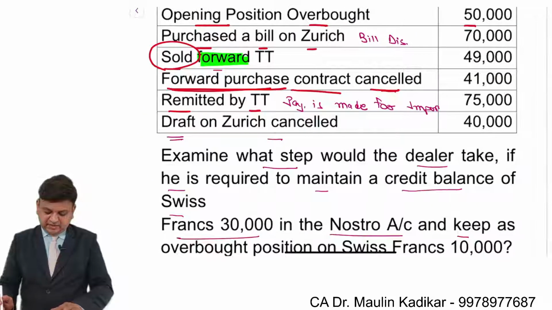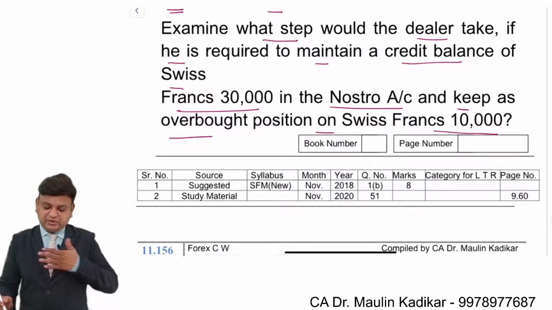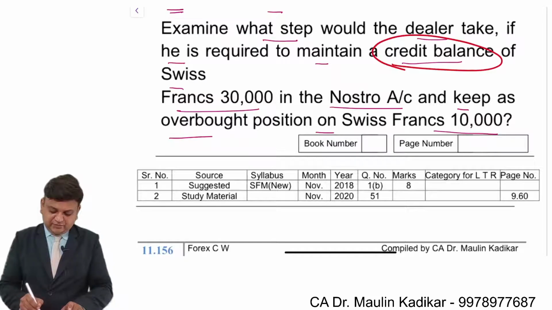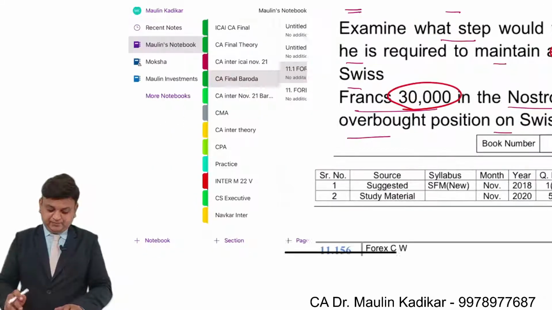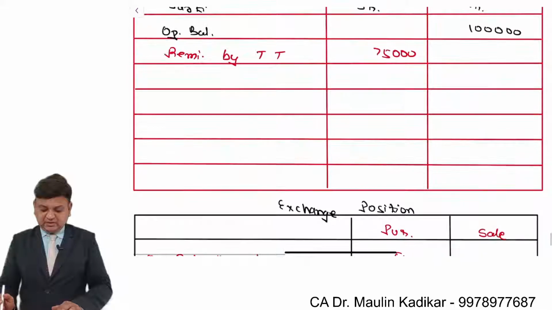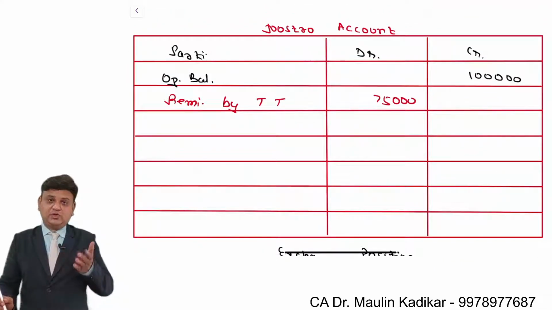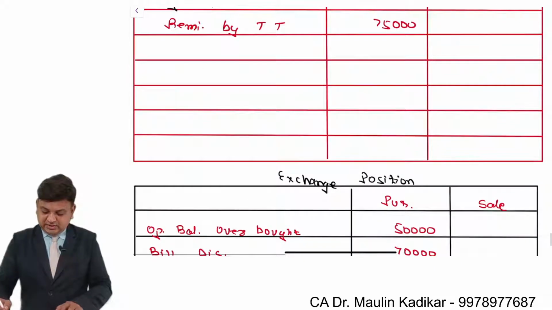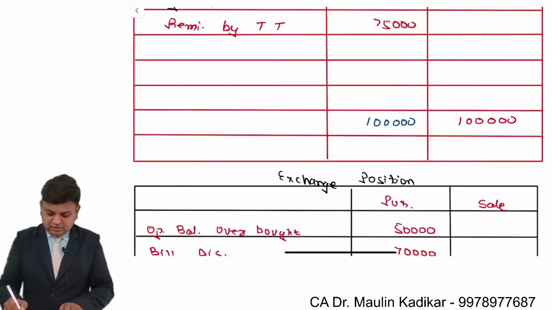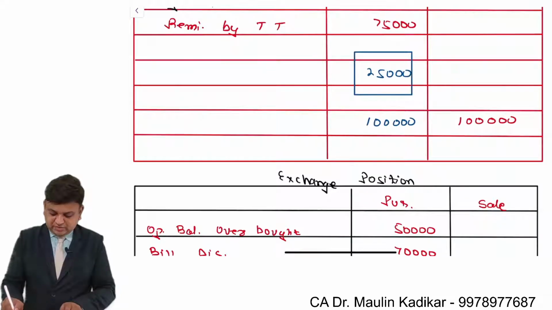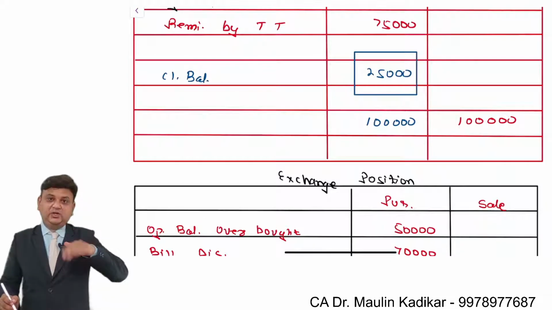The question is asking what steps the dealer, that is the bank, will take to keep a credit balance of 30,000 Swiss franc. So always the balance that you have to keep in the Nostro account is important. Here it is 1 lakh. Over here it is again 1 lakh. So it is 25,000. This is the closing balance, which is 25 and you require 30.